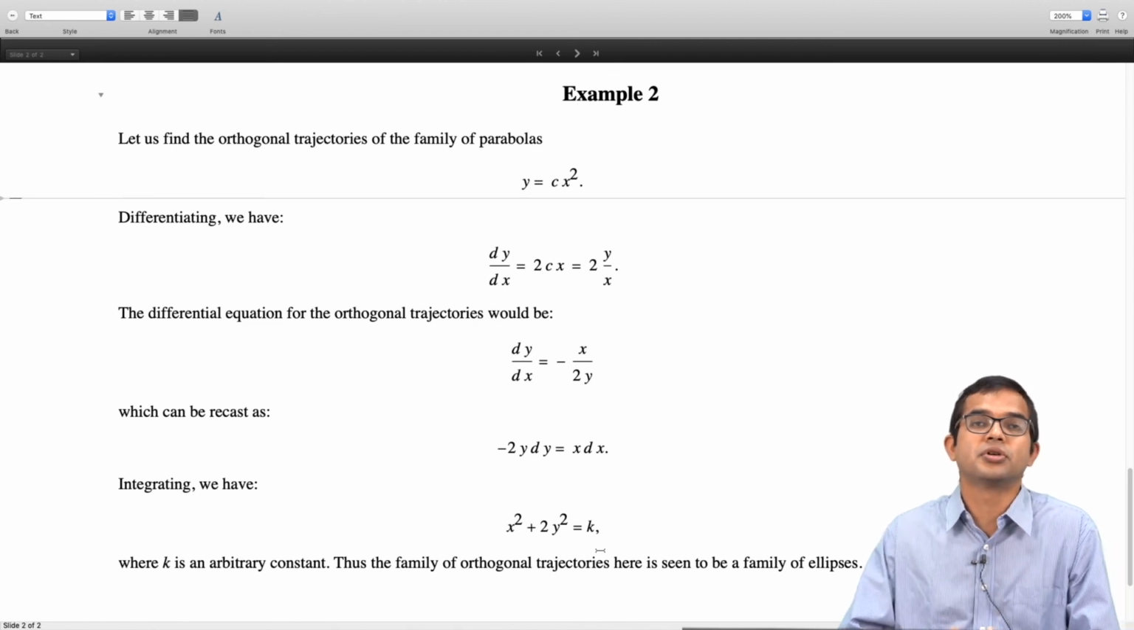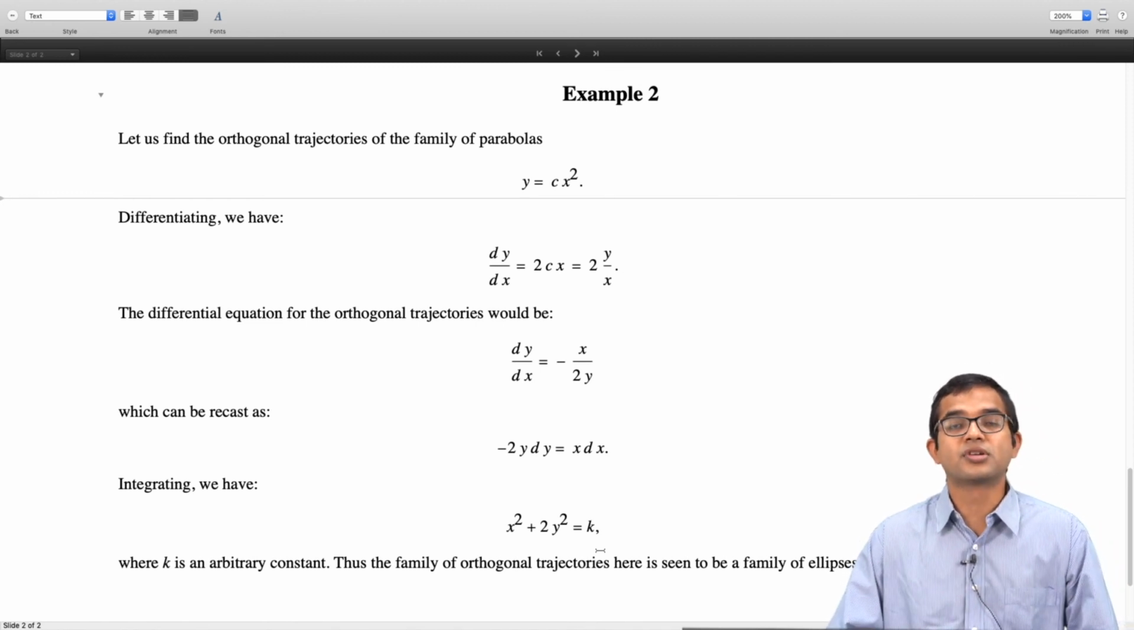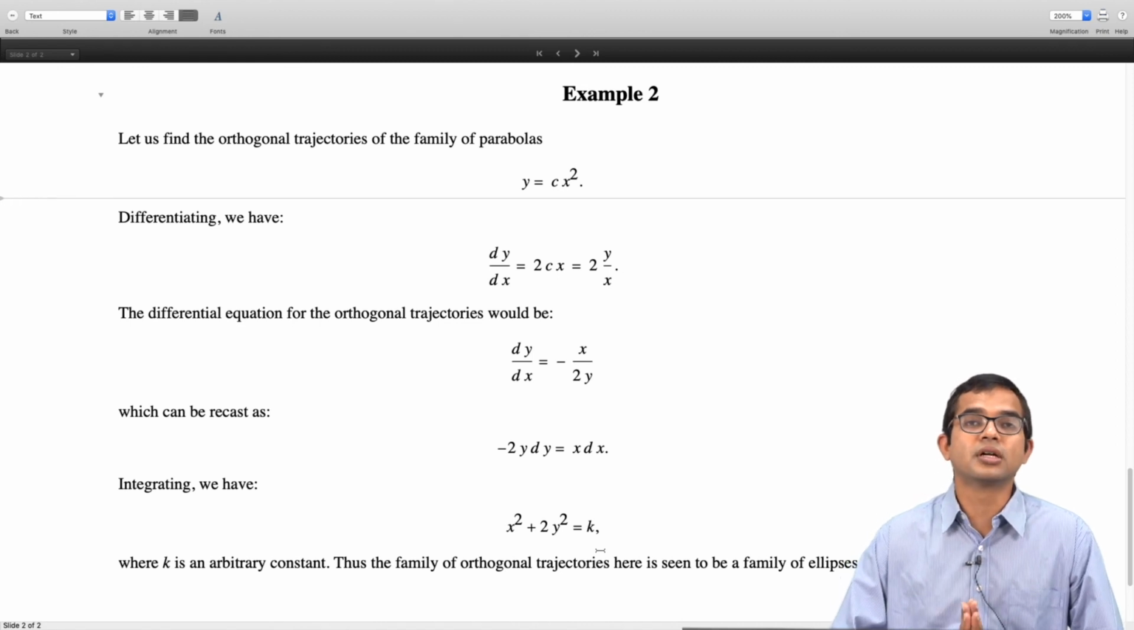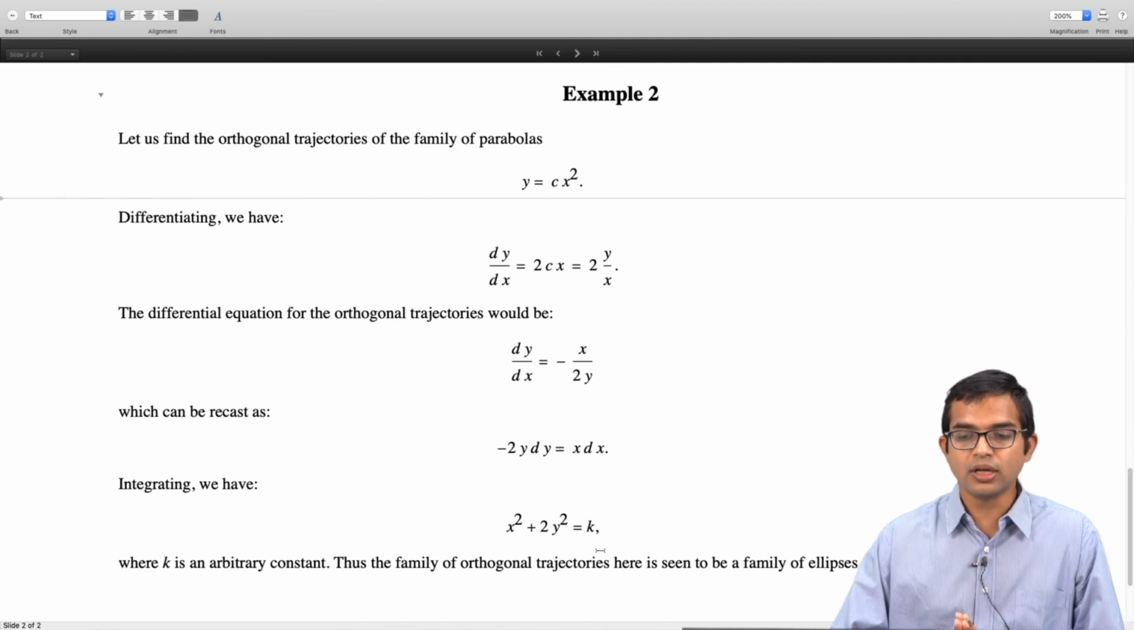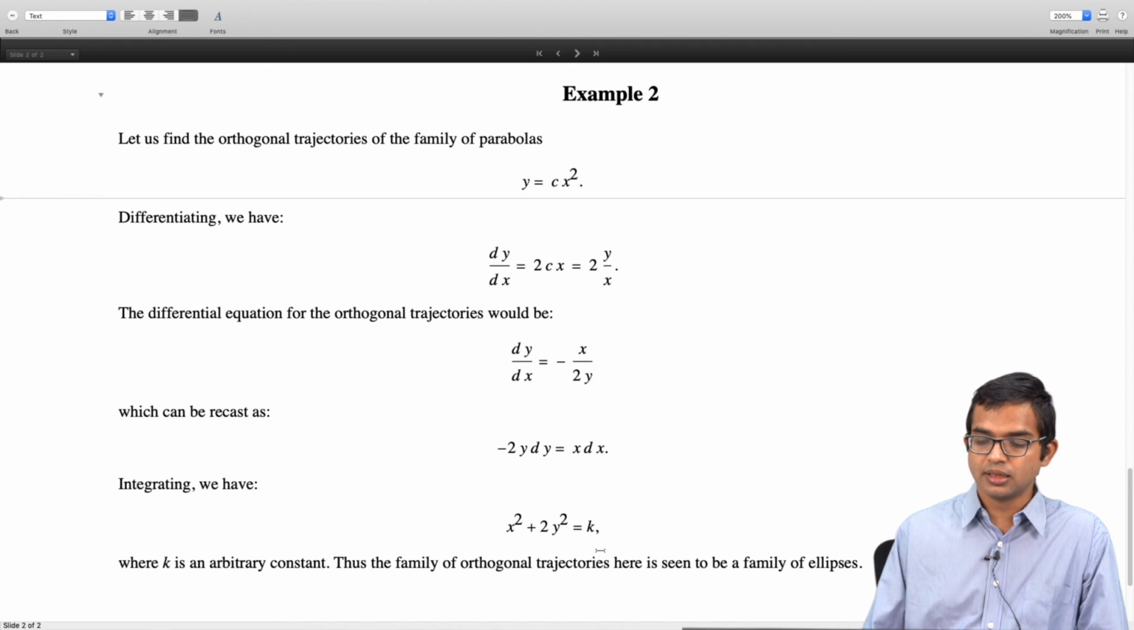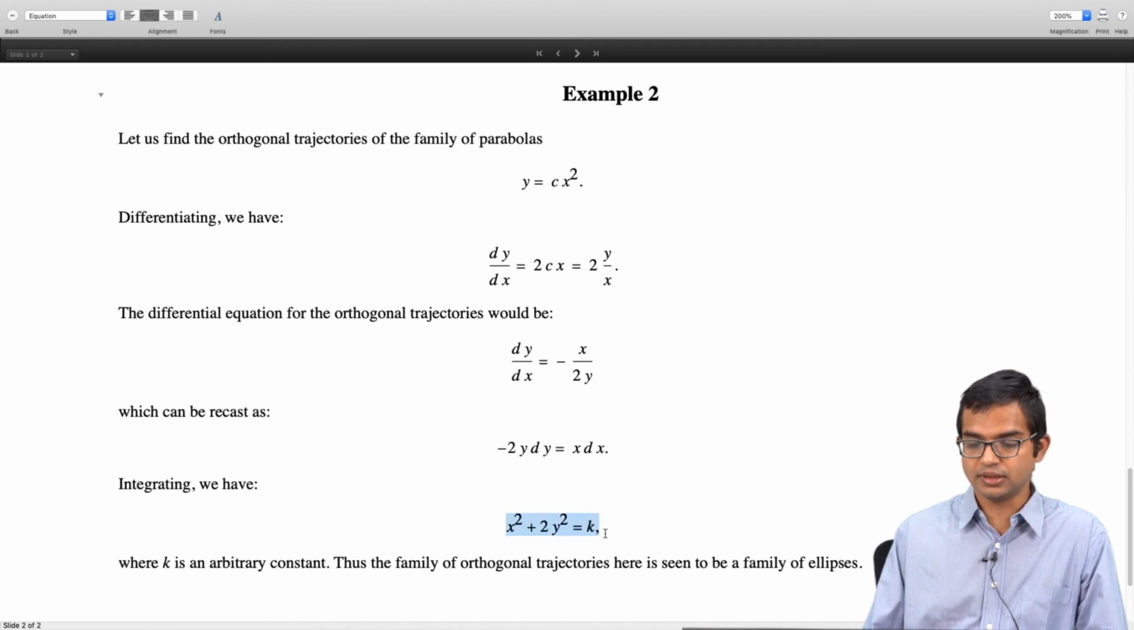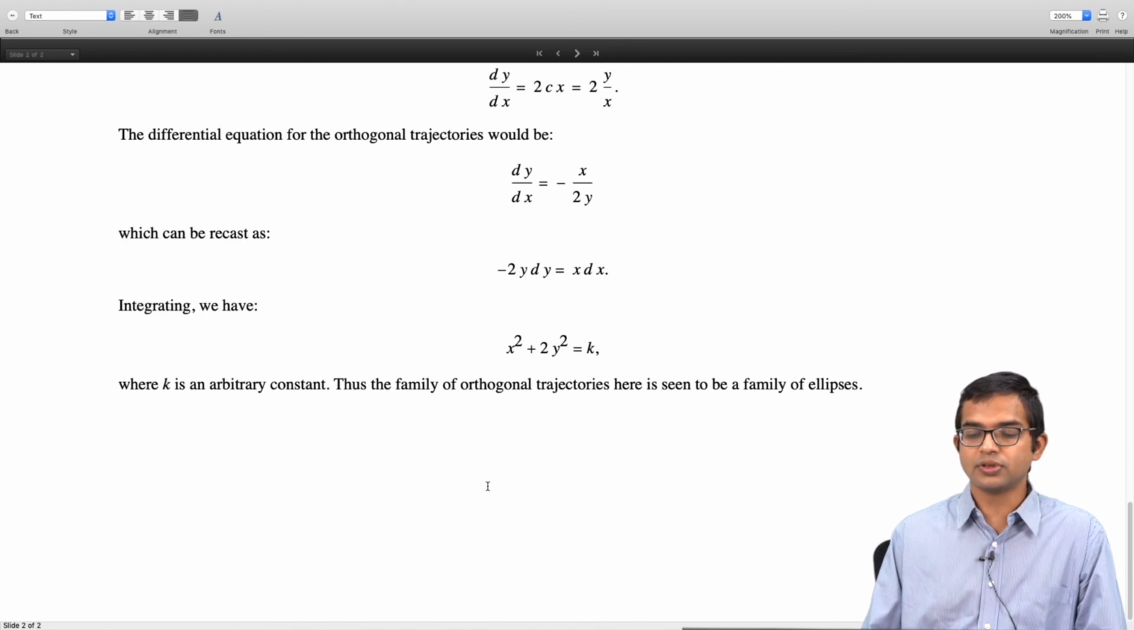In the first example, we saw that for this family of straight lines, we got a family of circles as the orthogonal trajectories, but for this family of parabolas of this kind, we are going to get a family of ellipses like specified here. Okay, so that's all for this lecture. Thank you.